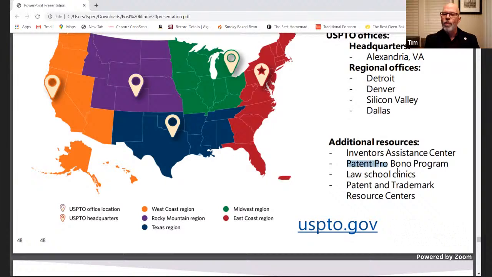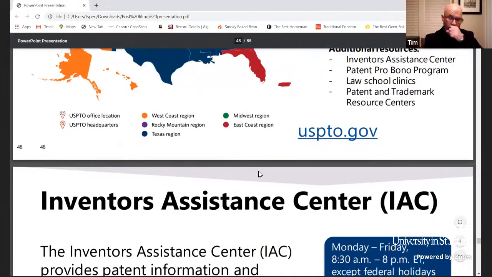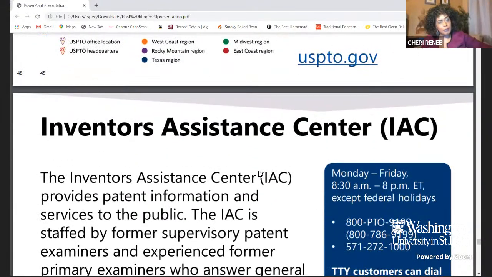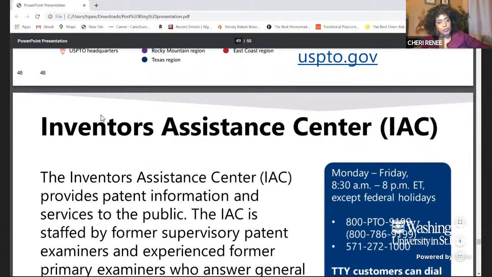We have pro bono programs. These are programs where services in drafting and preparing and filing applications are provided free of charge. There are some set up that are done by law firms, some that are done by law schools. And we'll be covering that in the next month's sessions, because Washington University and St. Louis University offer pro bono services.